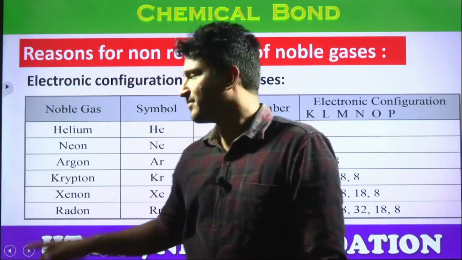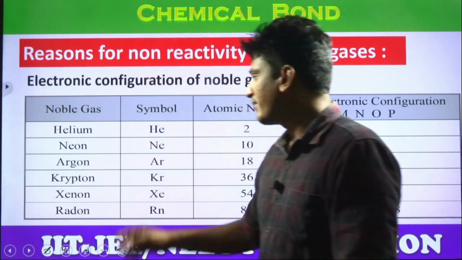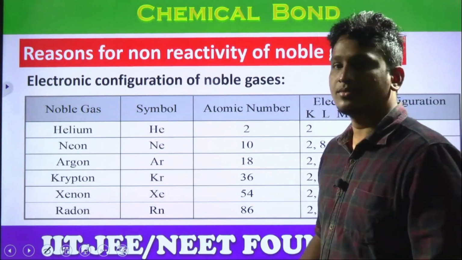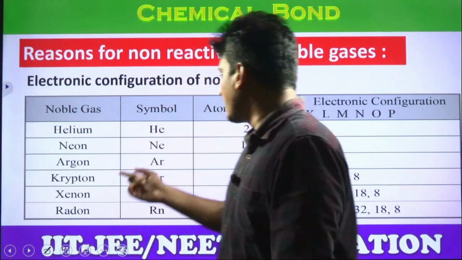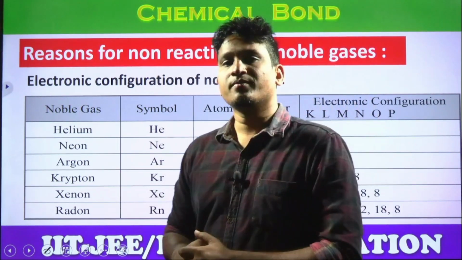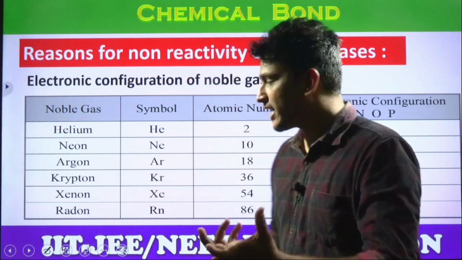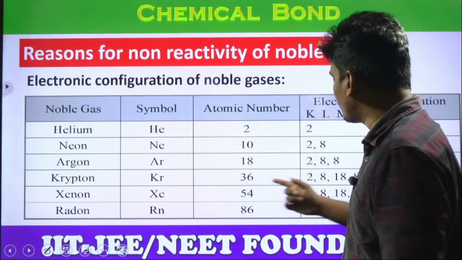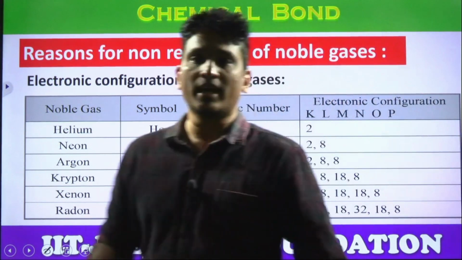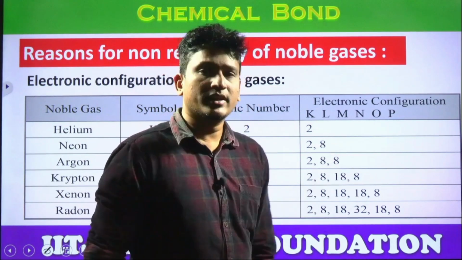What are the noble gases? Helium, neon, argon, krypton, xenon, radon. Radon is radioactive. What is the configuration of helium? Its atomic number is 2. Helium configuration is 2. And neon, atomic number 10, the configuration is 2, 8. Argon is 2, 8, 8. Krypton is 2, 8, 18, 8. And xenon. All these are the configurations of noble gases.